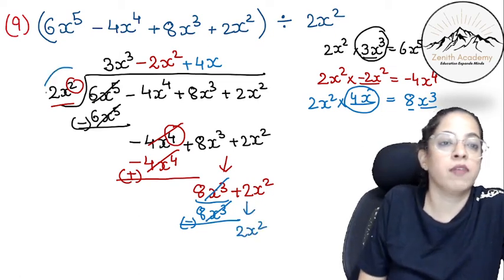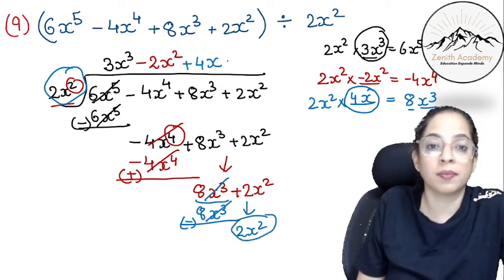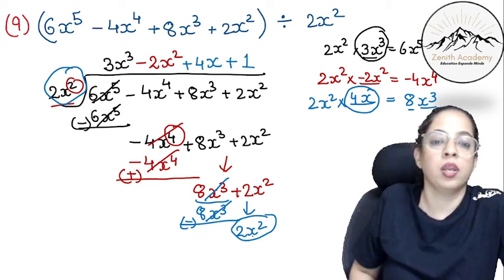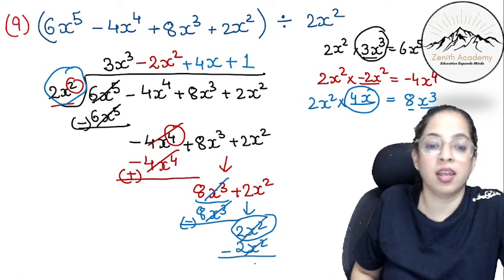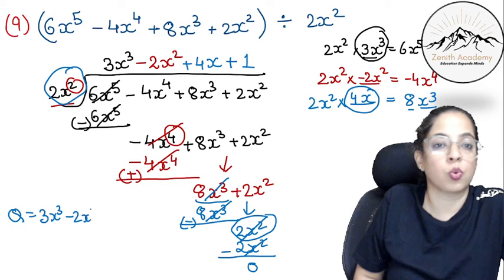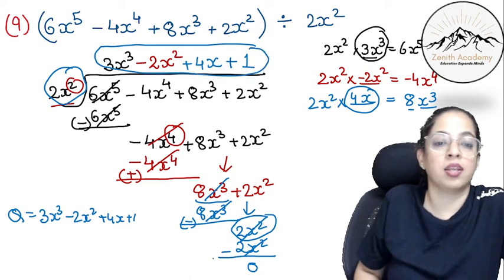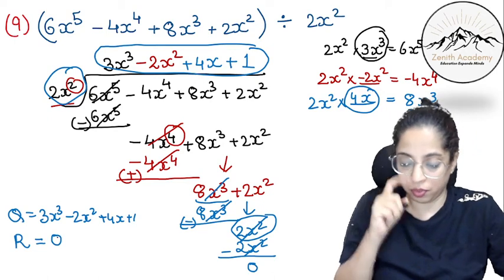So here also we have 2x square, here also we have 2x square. So 2x square into 1, so we will write plus 1. So 2x square into 1 will give you 2x square. Since we are subtracting, putting the minus sign, the remainder is 0. So the quotient is 3x cube minus 2x square plus 4x plus 1. This is the quotient and the remainder is 0. I hope this is very clear with all of you.